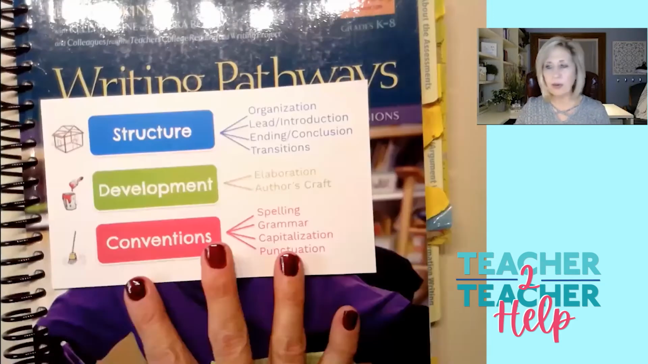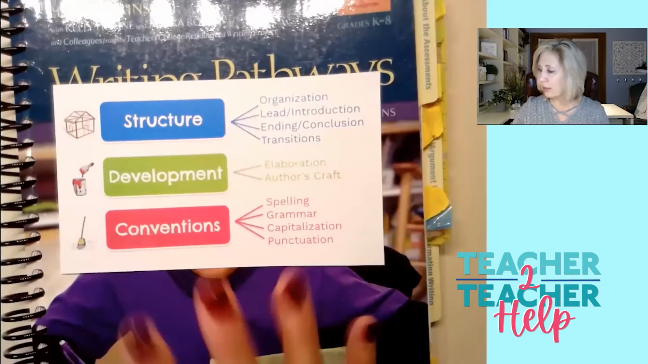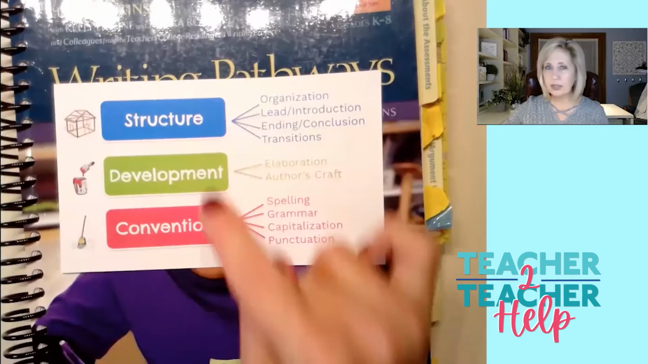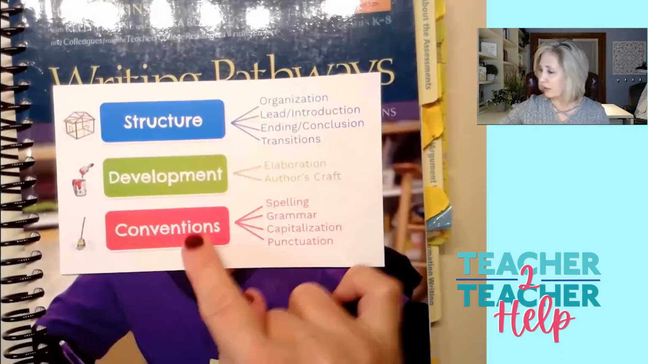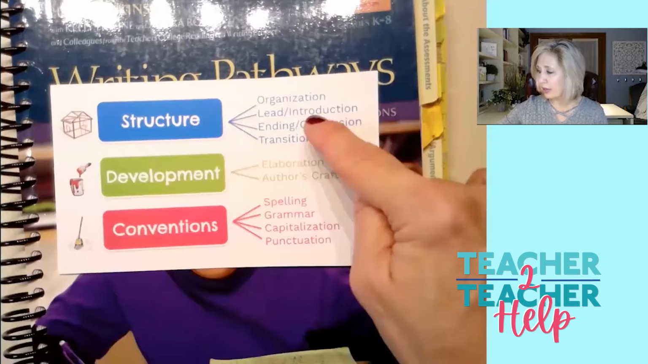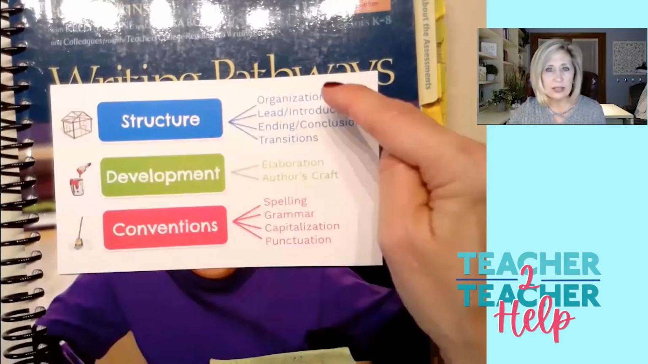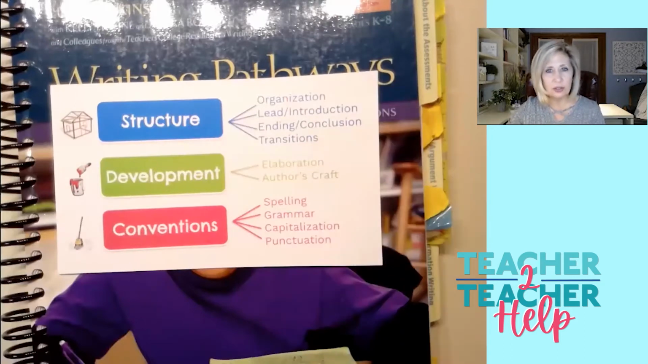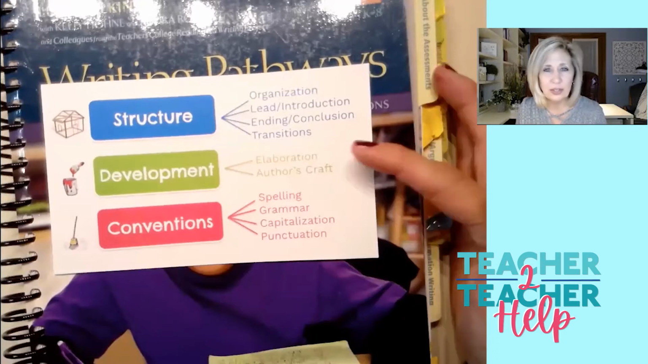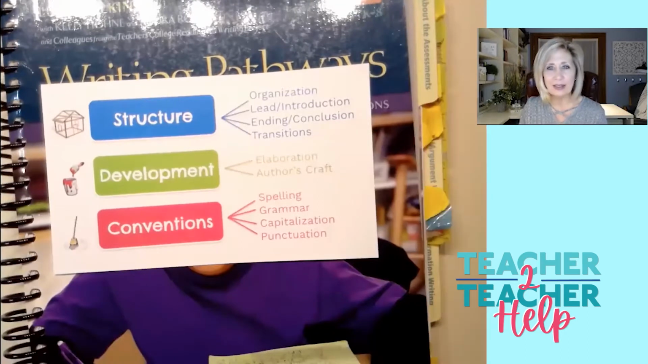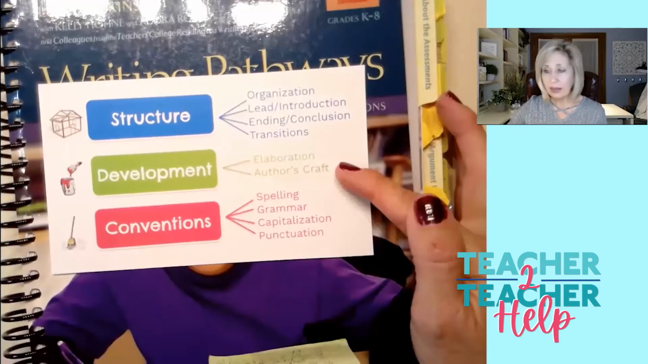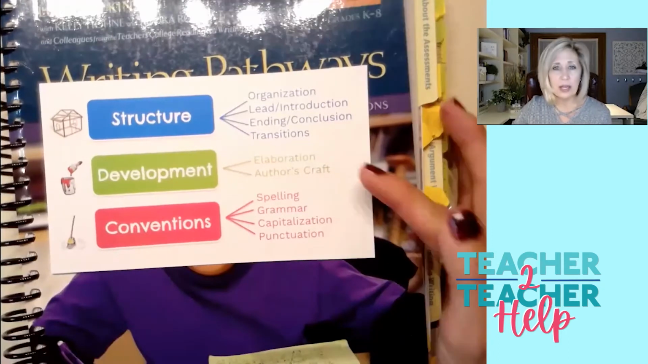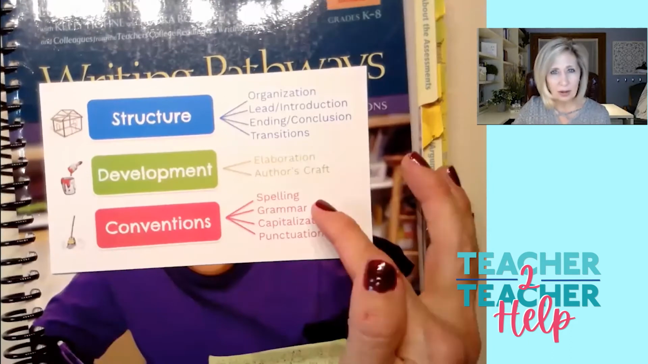They're organized around structure, development, and conventions. And they're subdivided into these subcategories here. So structure is organization, the leads and endings or introductions and conclusions, and transition words. Development is subdivided into elaboration, which is just a fancy word for adding details, and then author's craft, things like word choice and voice. And then of course, conventions, which is spelling, grammar, capitalization, and punctuation.